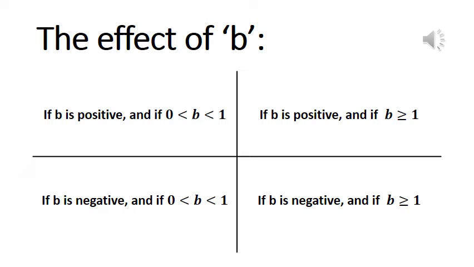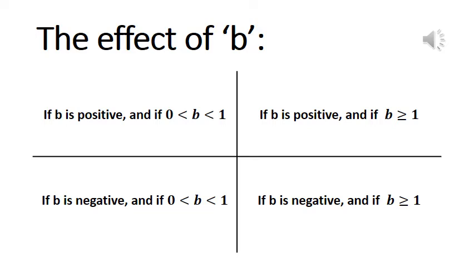Then if your graph is negative and your b value is a decimal between 0 and 1, so a negative fraction in other words, your graph will fall into the third quadrant. And the fourth quadrant, if your graph is negative but your b value is greater or equal to 1, so it's not a fraction, it's greater or equal to 1, and it's negative, it falls into the fourth quadrant. So the first and second quadrants are when your graphs are positive. The third and fourth quadrants are when your graph is negative.